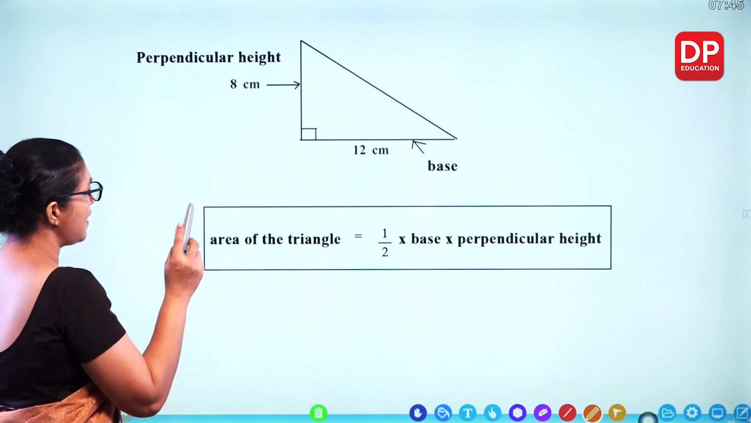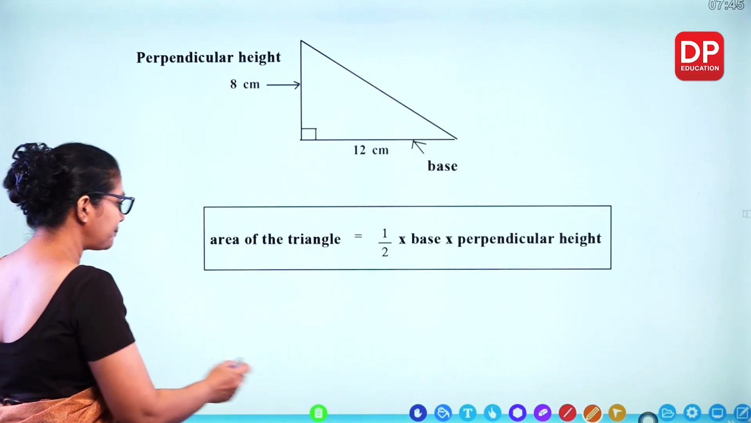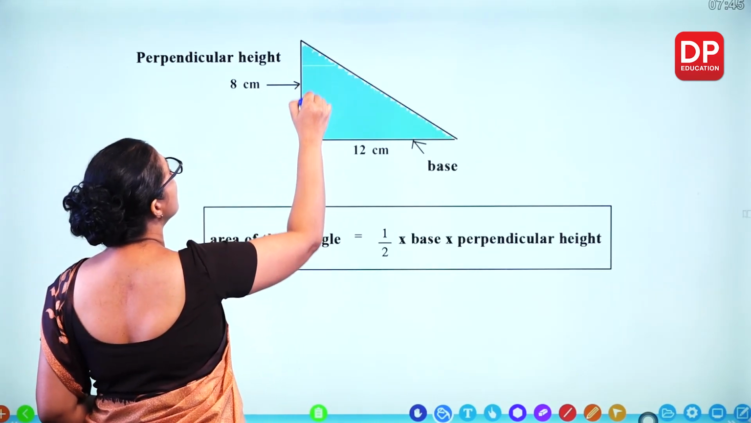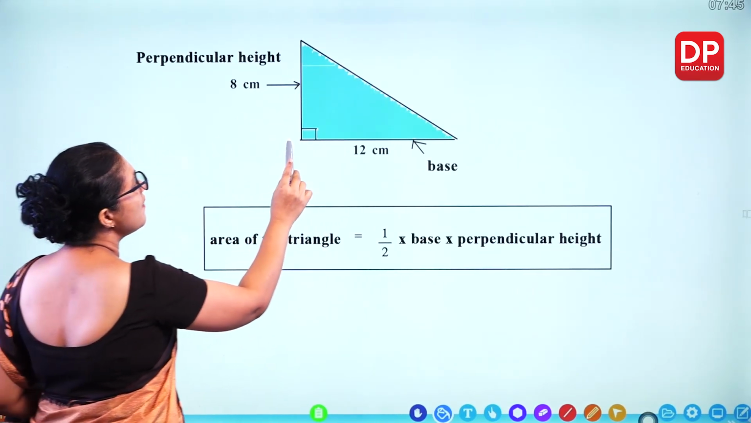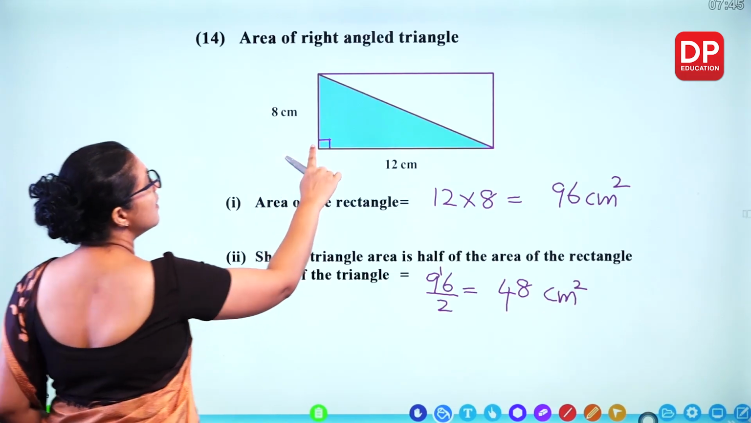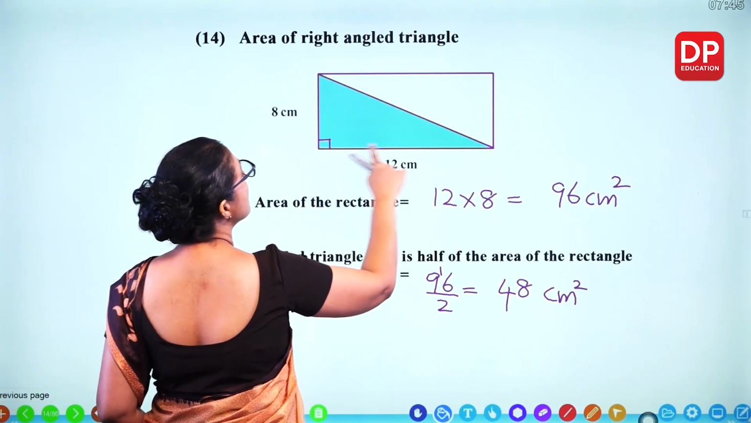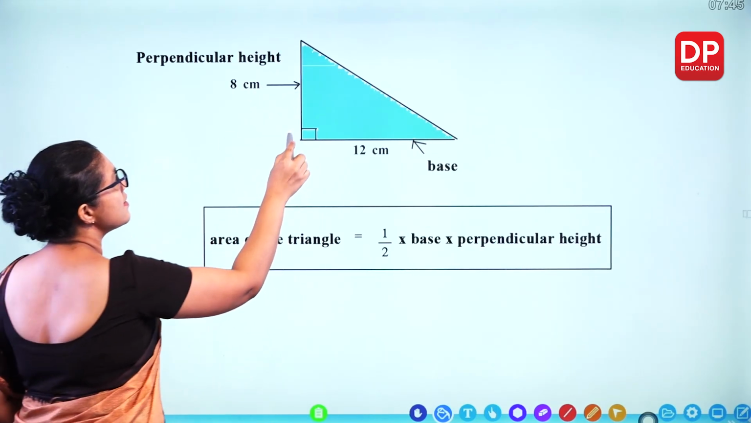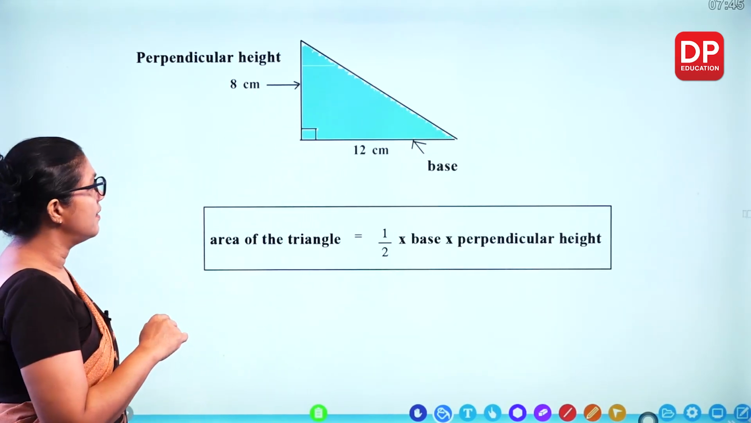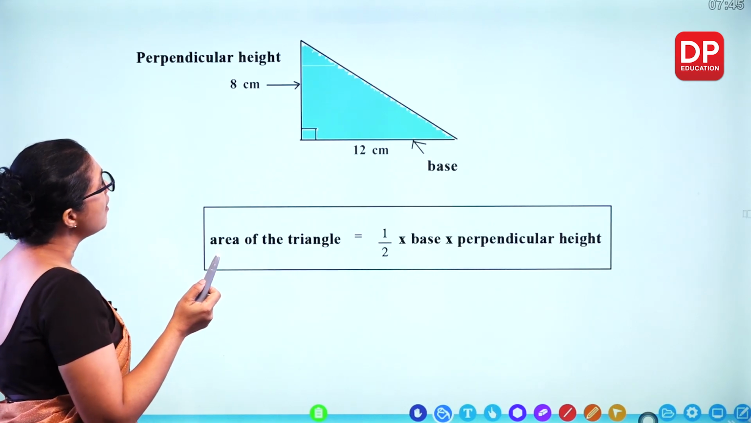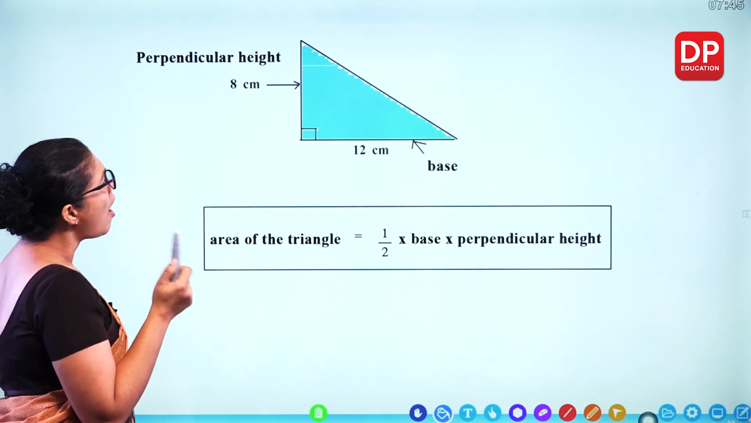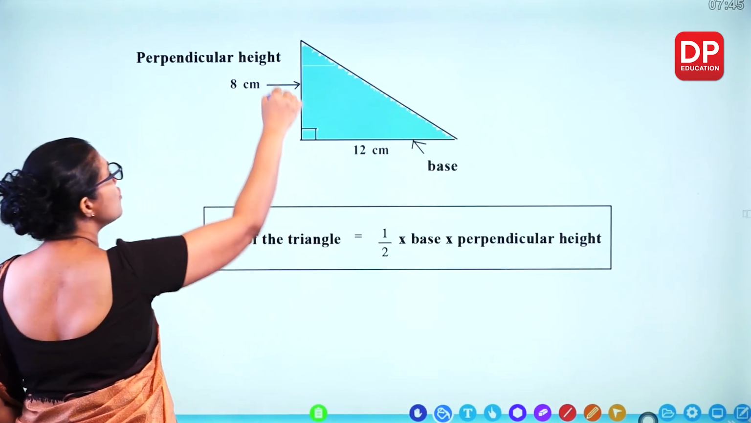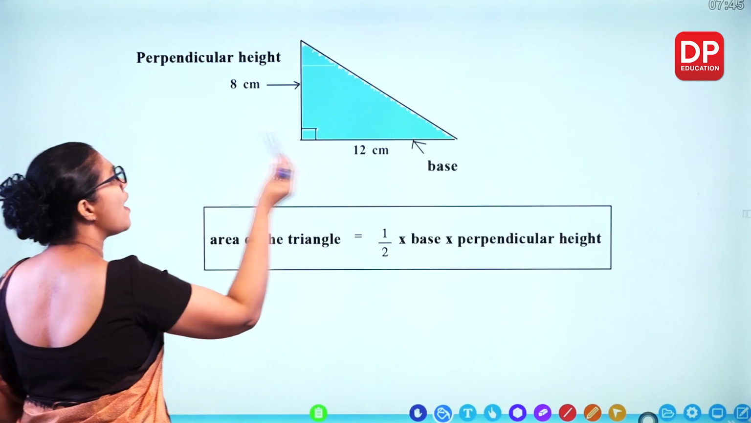Now look at the same triangle there. This one. So 12 is this length and 8 is the height. This is the right angle here. Now we got 48. So how did we get 48? We found 12 into 8, that's the rectangle area, divided by 2.